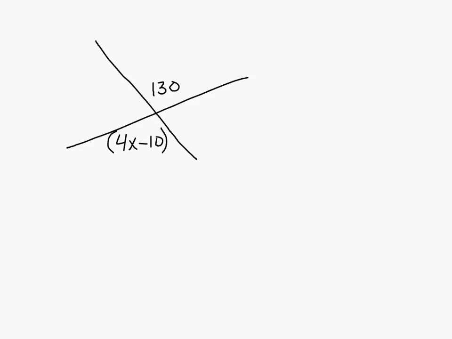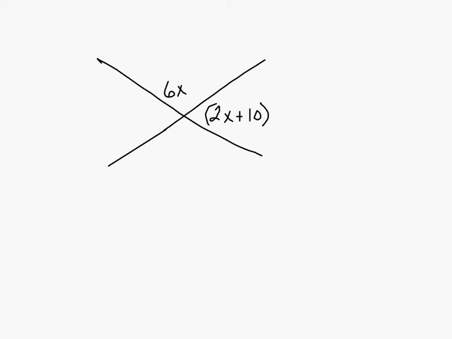So what kind of angles are you dealing with here? Those are vertical angles. And what do you know about vertical angles? They're congruent. So how would you set up an equation to solve for x? 4x minus 10 equals 130. Right? Everybody okay with that? Very good. Vertical angles are congruent. So take the angle measures, set them equal to each other.